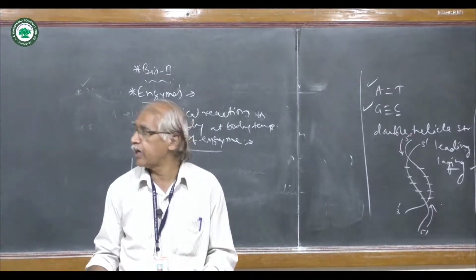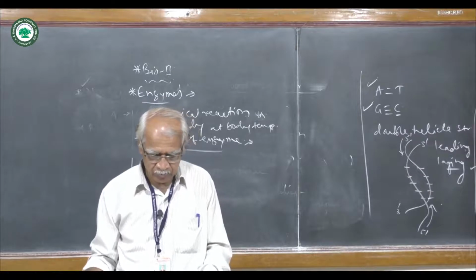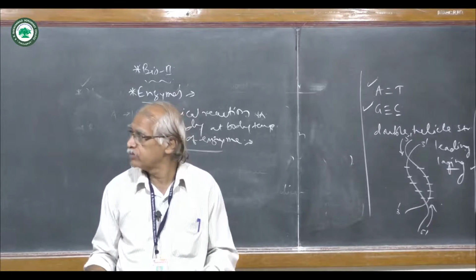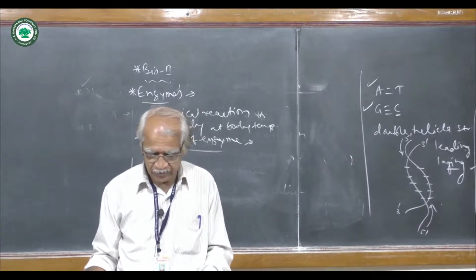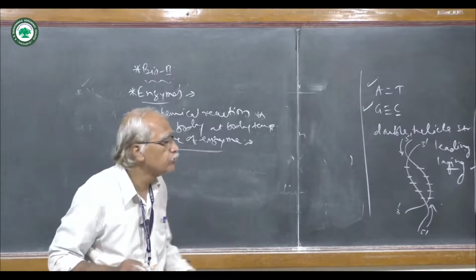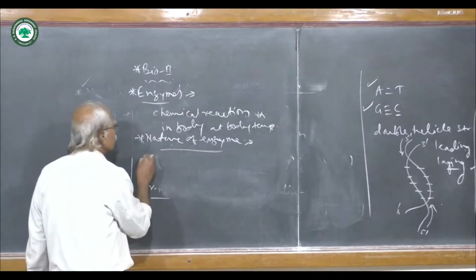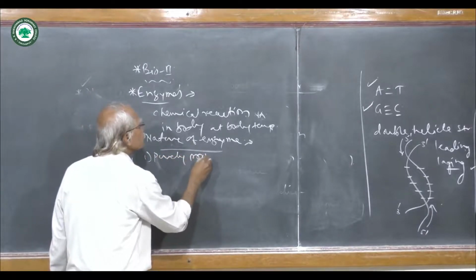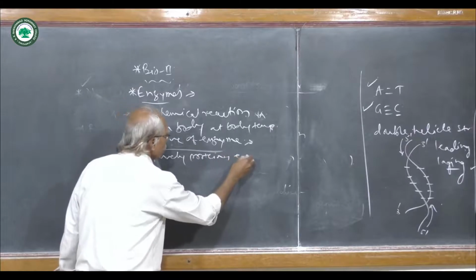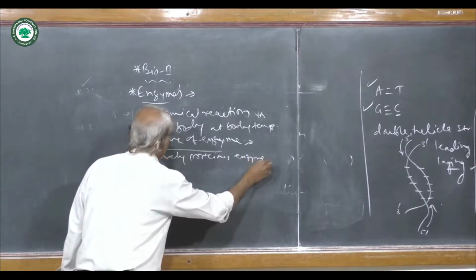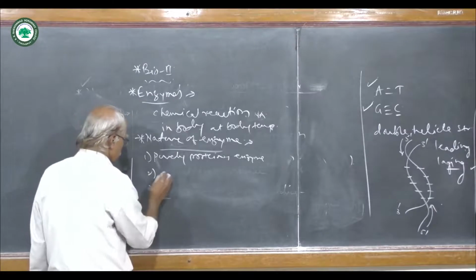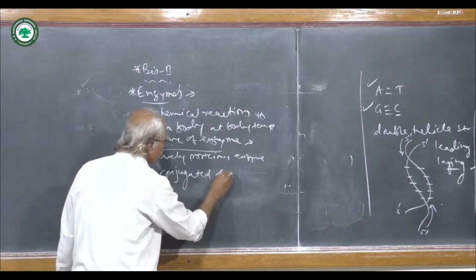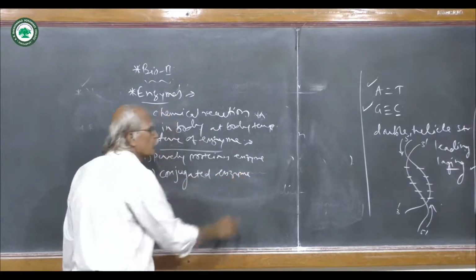On the basis of chemical composition, enzymes can be divided into two categories. Number one, purely proteinous enzyme, and second, conjugated enzyme.